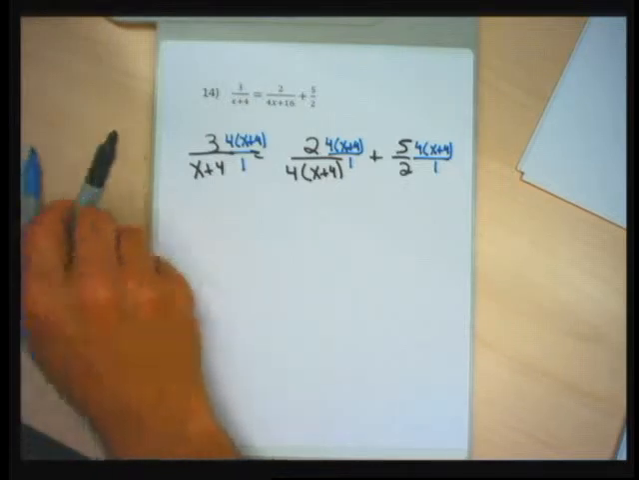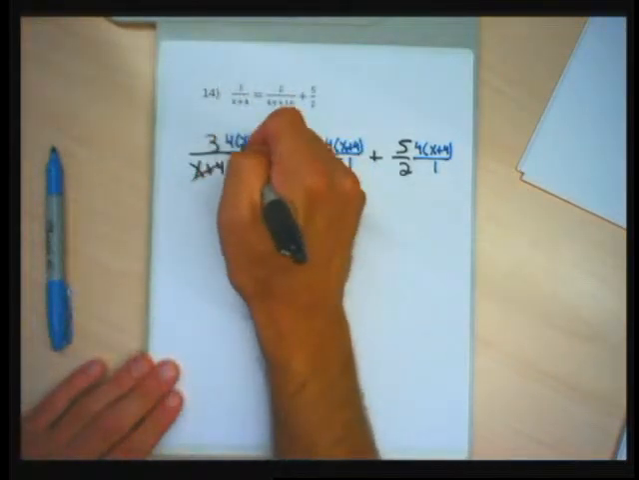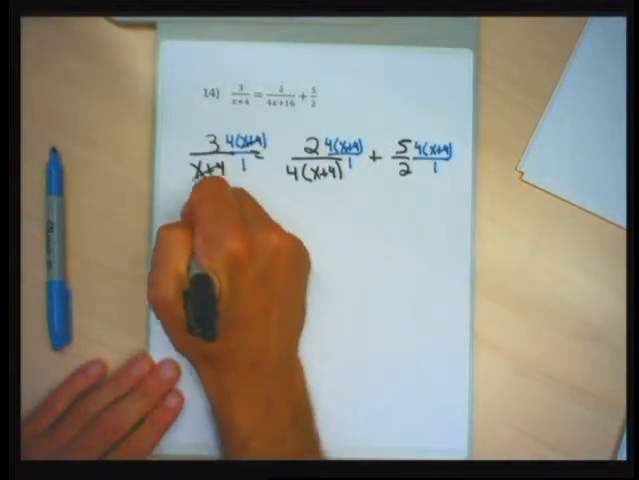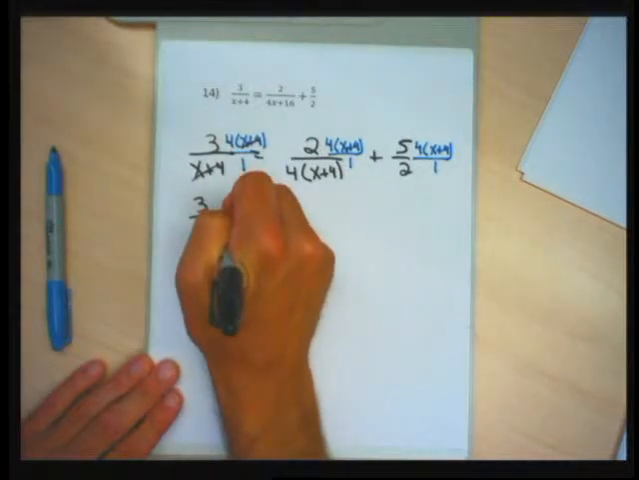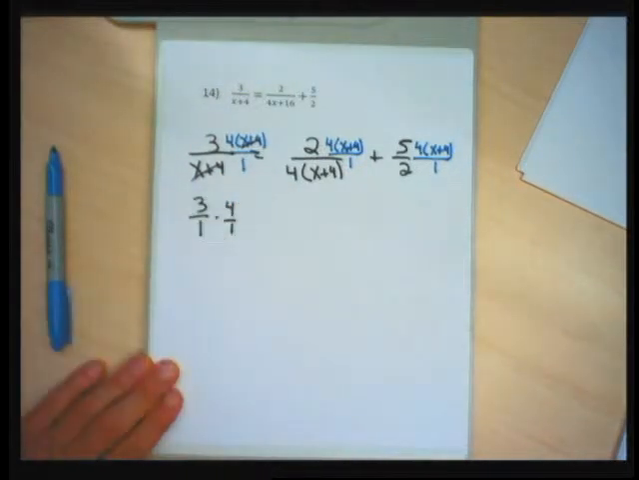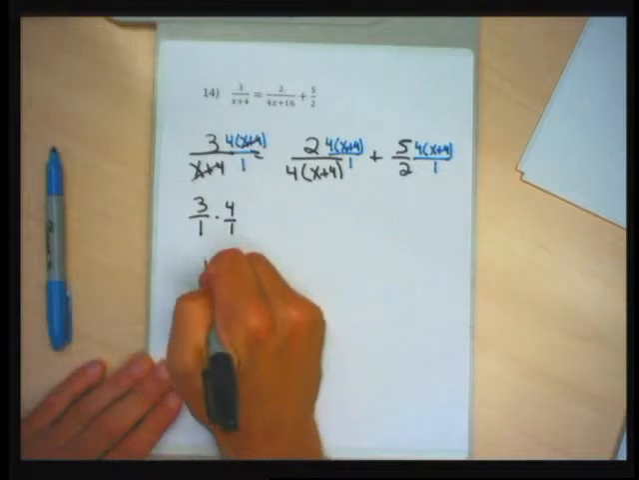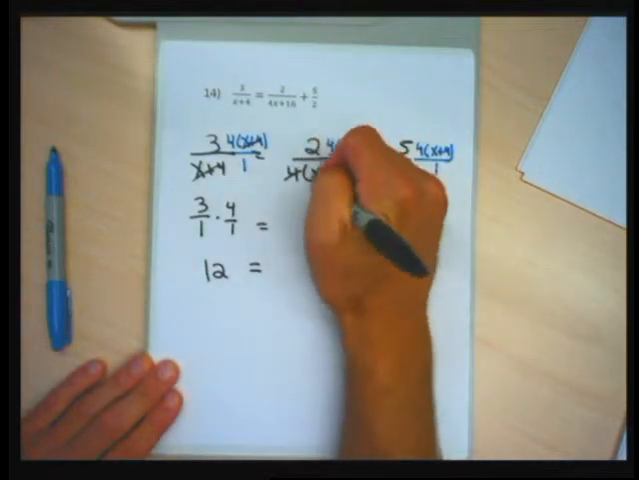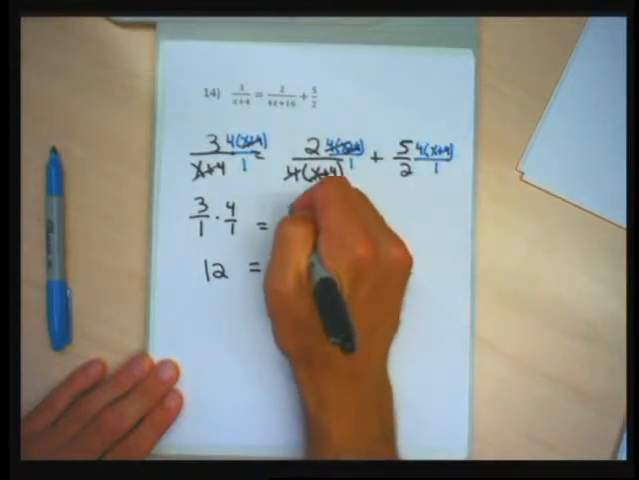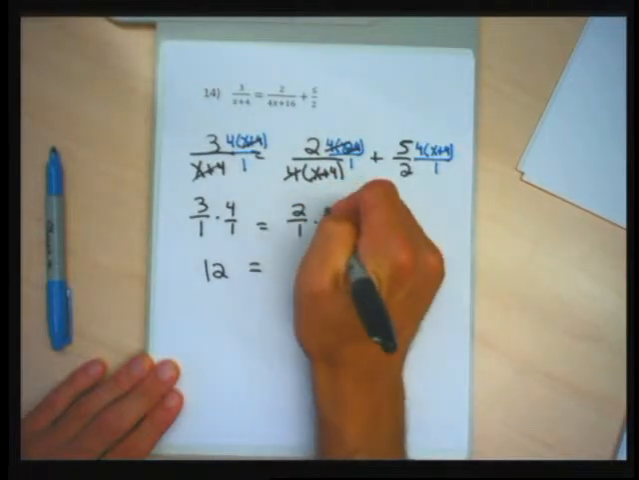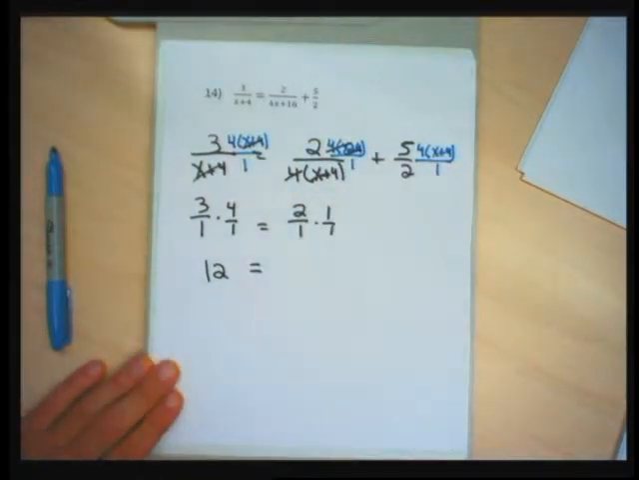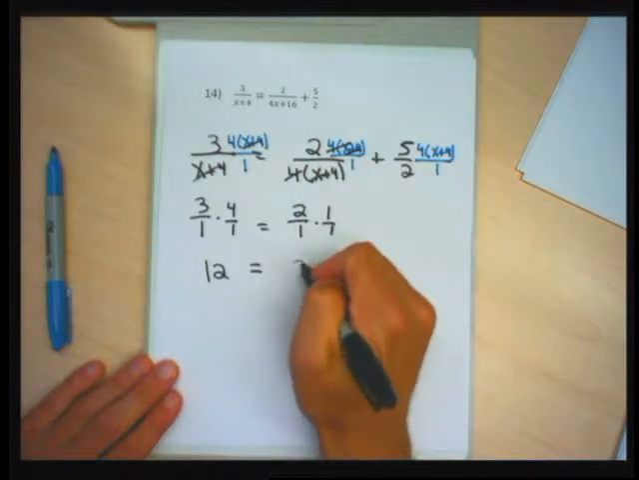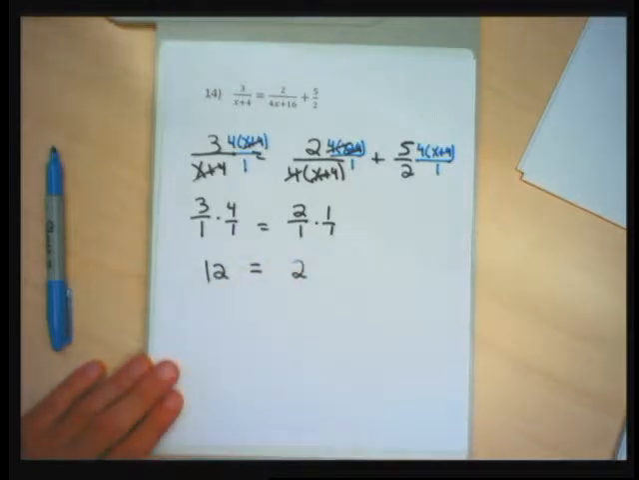To the left of the equal sign, the x plus 4's cancel. Technically, I'm left with 3 over 1 times 4 over 1. I'm just going to write 12 for that. I'm going to bring down my equal signs. The next piece, everything cancels. Technically, I'm left with 2 over 1 times 1 over 1. The only thing that didn't cancel was this 2. And for that, I'm just going to write the number 2, because the denominator is 1 and the numerator is 2.